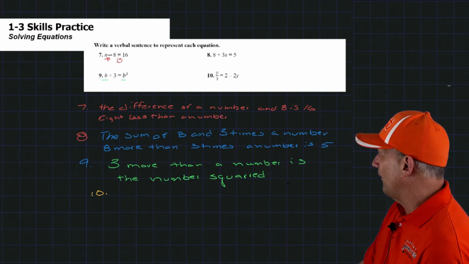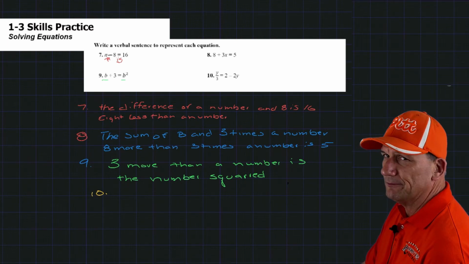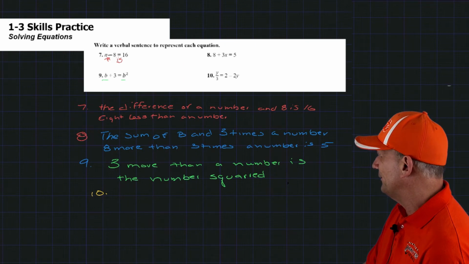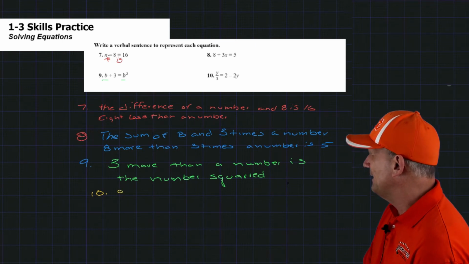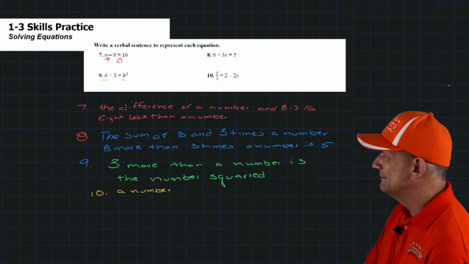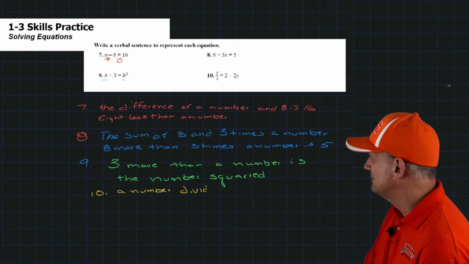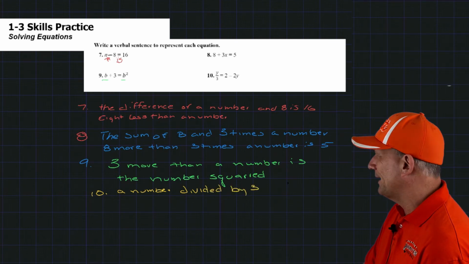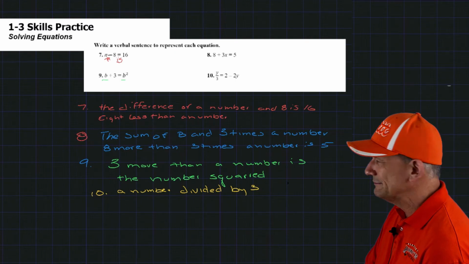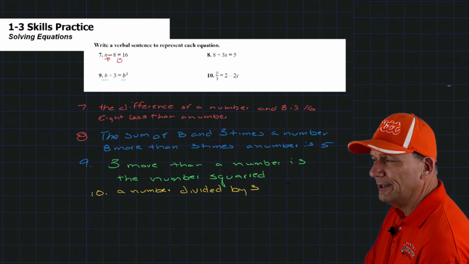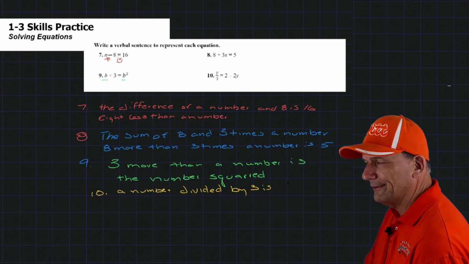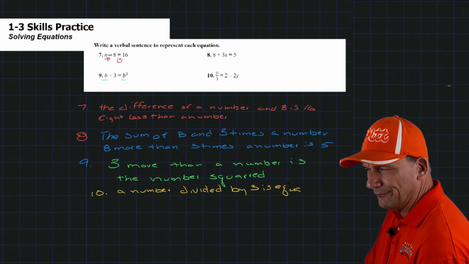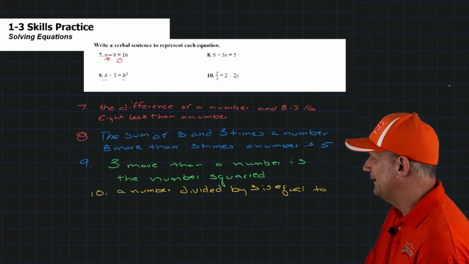All right, we know that the fraction bar means division, okay? So what are we gonna do here? What are you gonna write? I'm gonna say, how about a number divided by 3 is equal to, right? The product of -2 times a number plus 2. Or 2 less than the product of a number times 2. Anything along those lines, and in the end, you gotta make sure they're equal to each other.